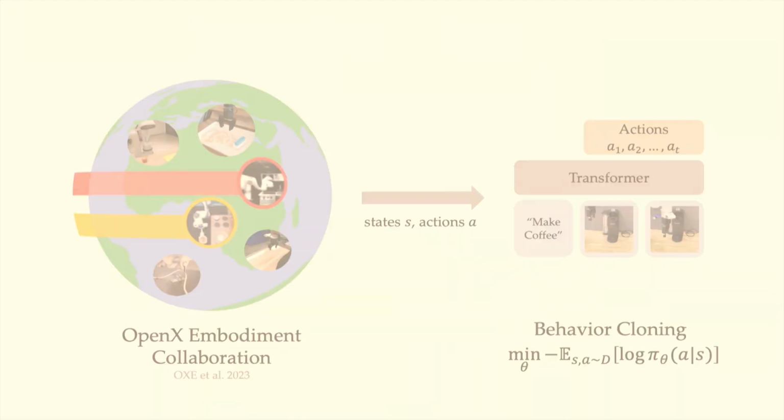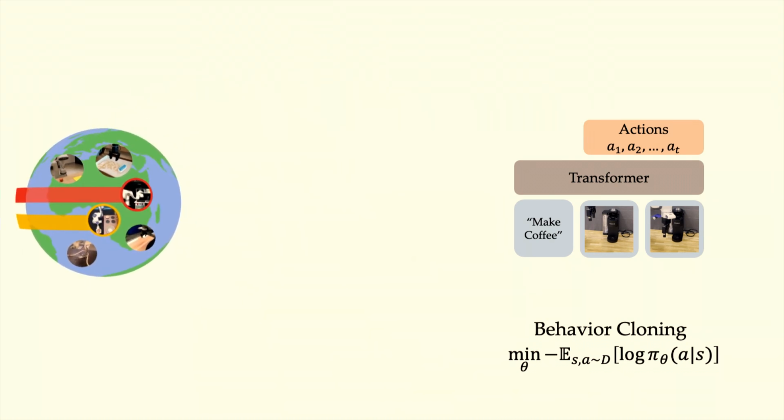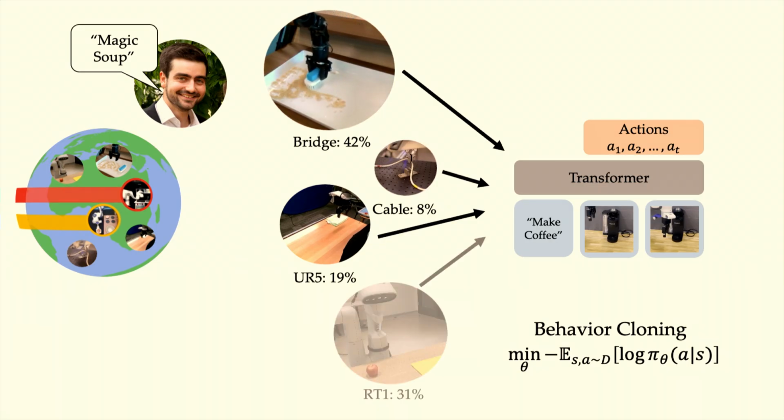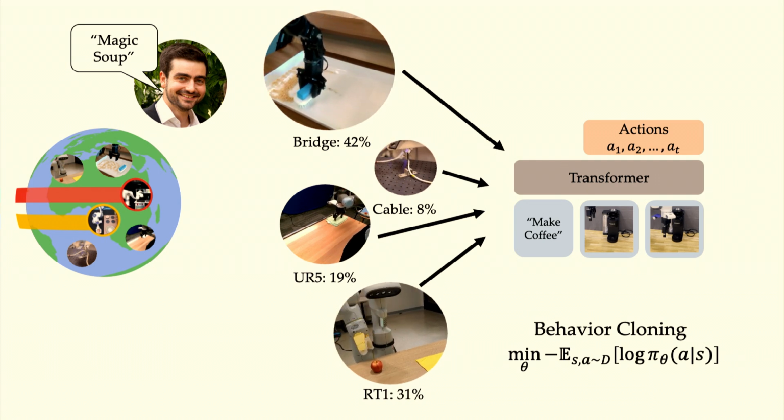And so what actually happens in practice with these models is we'll take the OXE data set, and then our collaborator CoRL will come in, and he'll come up with something that he calls his magic soup. So CoRL will look at all of the data, and he'll say, you know what, there are 90 data sets in OXE, but I'm not going to train on all of them. I'm going to take 42% of bridge, 8% of cable routing, 19% of the UR5 data set, and 31% of the RT1 data set. And that's actually what I'm going to use to train my policy.